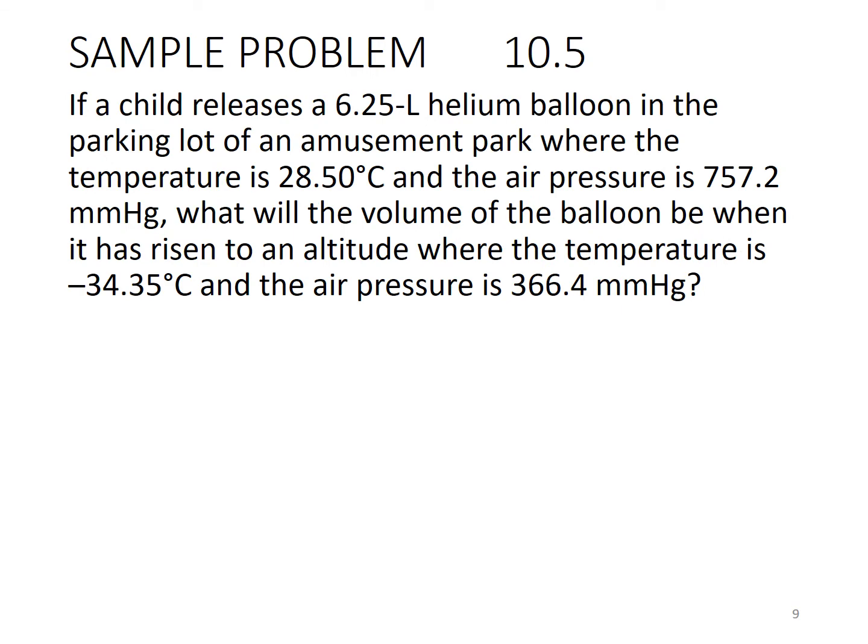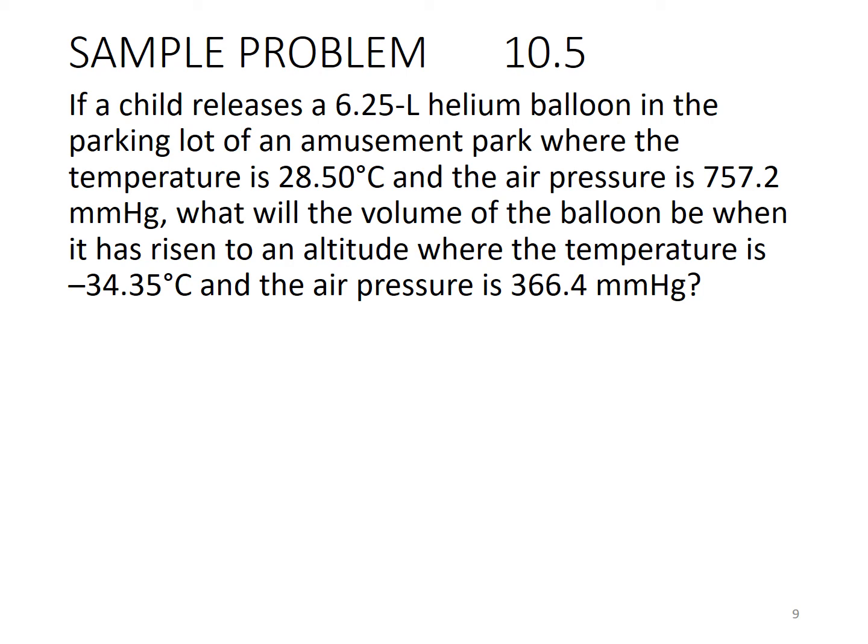Let's say a child releases a 6.25 liter helium balloon in the parking lot of an amusement park where the temperature is 28.50 degrees Celsius and the air pressure is 757.2 millimeters of mercury. So remember, 760 millimeters of mercury is 1 atmosphere. So that makes sense. That's about 1 atmosphere. What will the volume of the balloon be when it has risen to an altitude where the temperature is now negative 34.35 degrees Celsius and the air pressure is now 366.4 millimeters of mercury?